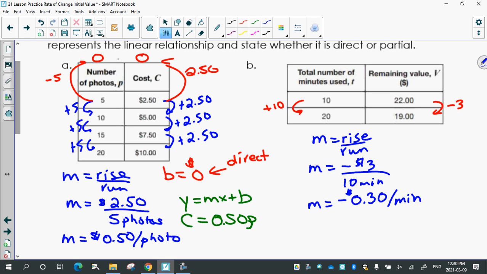So that means for this question, every time I use a minute, 30 cents comes off my card or whatever it is, out of my account, right? So that's my rate of change. How would I get my initial value? How did you guys get your initial value?